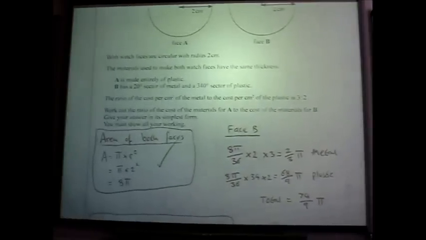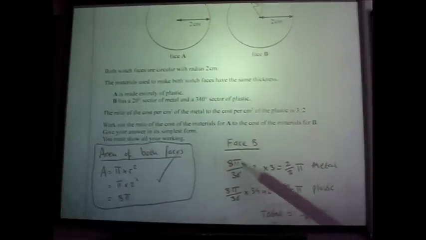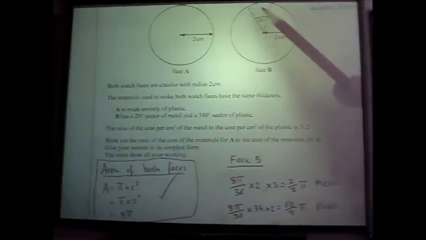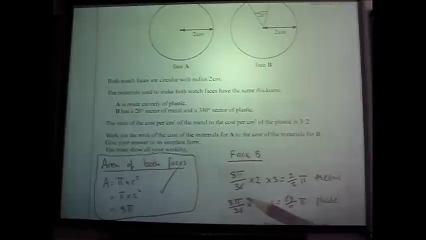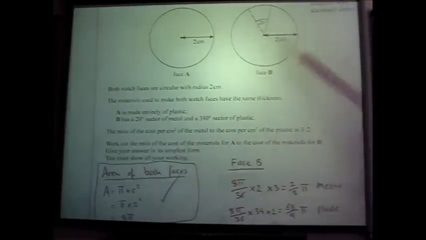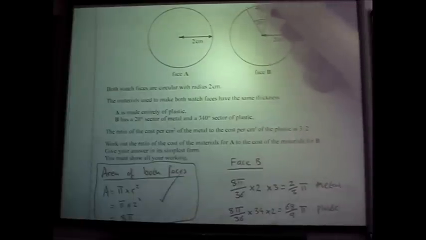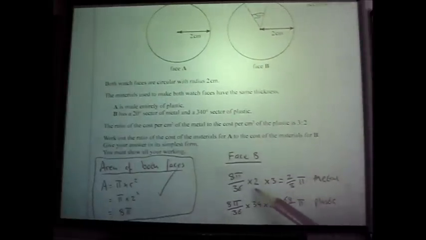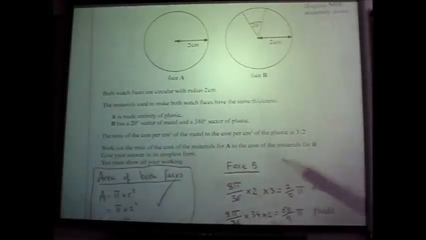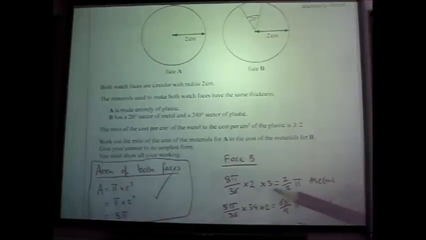The face B, now this is where it gets a little bit tricky. So I've done 8 pi, because I'm going to try and work out the cost of that metal bit compared to the plastic. So it's 8 pi, which is the area of this. Now I've divided by 36, so that means splitting up into 36 equal bits, as if each bit would be 10 degrees. Okay? Then you times it by 2, because that's how many sets you've got here. If it's all split into 10 degrees, times it by 2. You times it by 3, because that's in the ratio, that's the cost of the metal, and that will give you 2/3 pi. Now that's the cost of the metal for it.